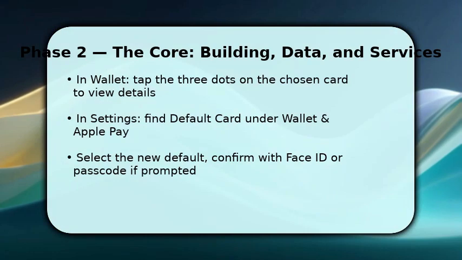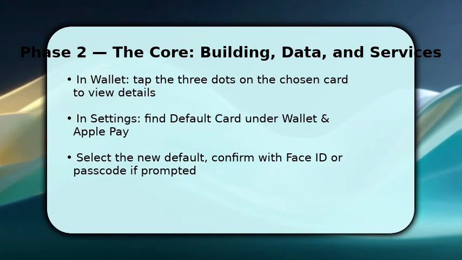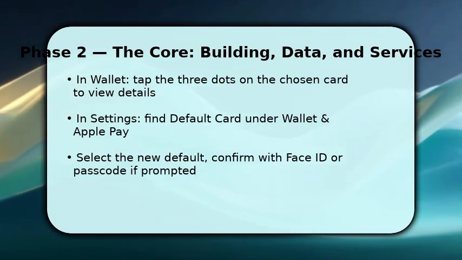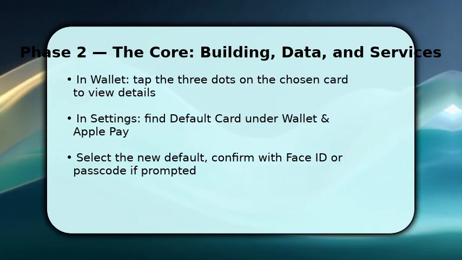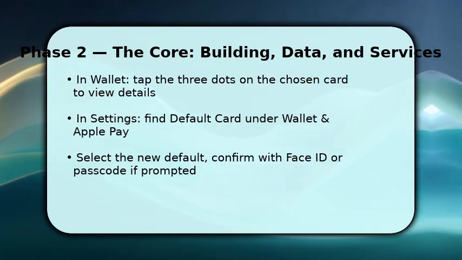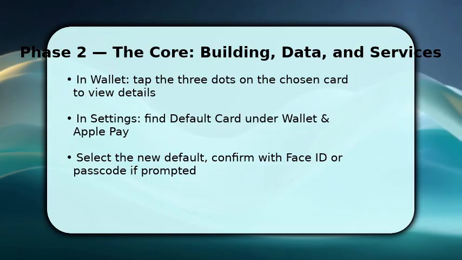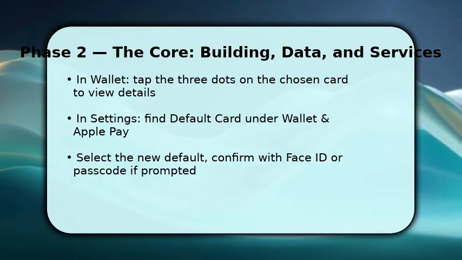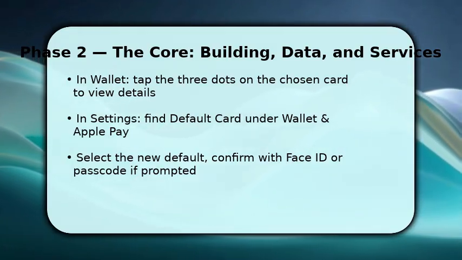immediately. Now you perform the actual swap. In Wallet, tap the card, open card details, and choose Make Default Card. In Settings, tap Default Card, then select the card you want. You do this because Apple links contactless payments to that default for quick transactions.